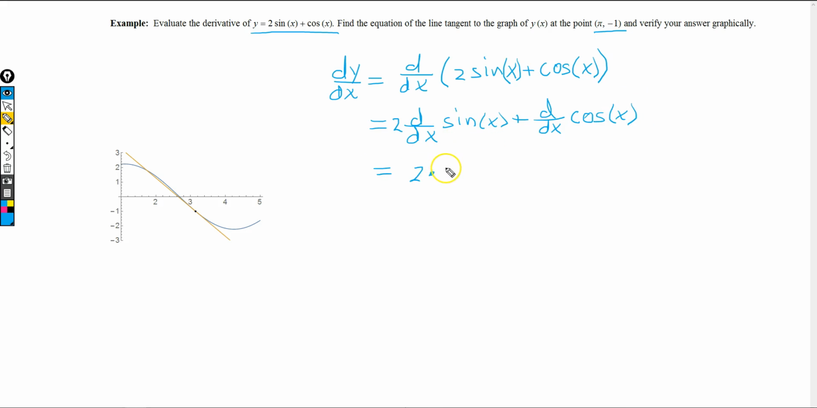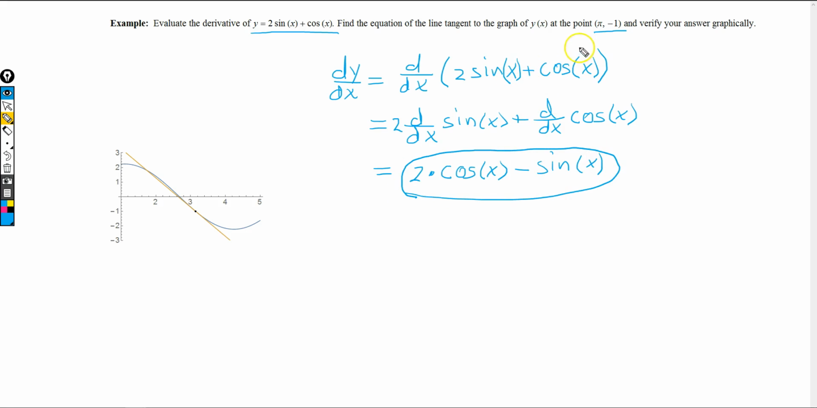Derivative of sine is cosine. And derivative of cosine is negative sine. So we'll write this as minus sine x. And that's our derivative.